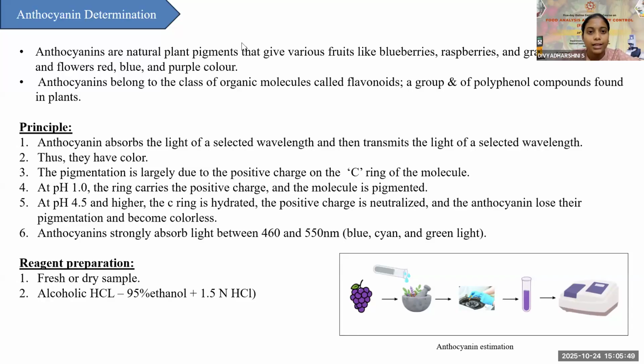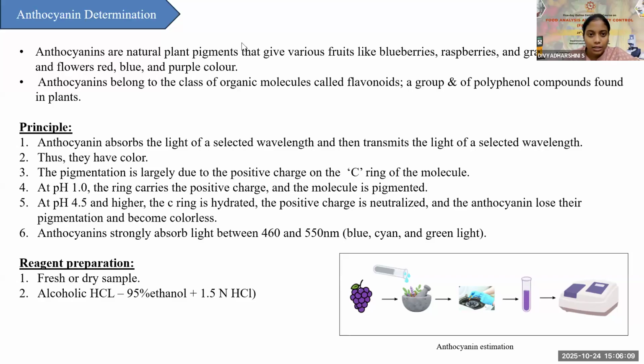One is the pH differential method, another one is the UV method. Both are UV methods, but the difference is in the formula. So I will explain this. The principle is that anthocyanin absorbs the light of the selected wavelength and transmits the light of other wavelengths. So that's why they have the pigmented color.